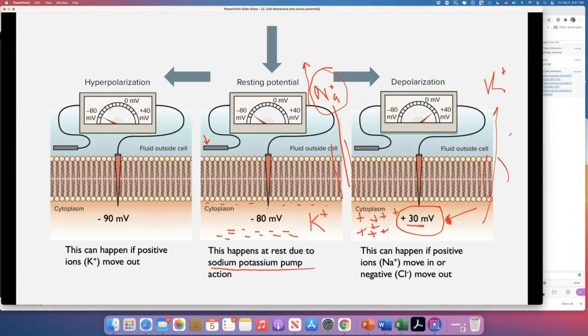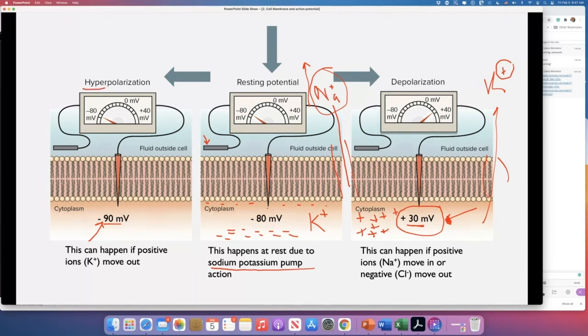Lots of potassium moving out. Potassium has a positive charge, and this will lead to the inner side of the cell reaching a very negative value compared to the initial one. When this membrane potential is going from the positive value to the negative value, we call that repolarization. And when we reach a value that is a lot more negative than the resting membrane potential, we call that hyperpolarization.